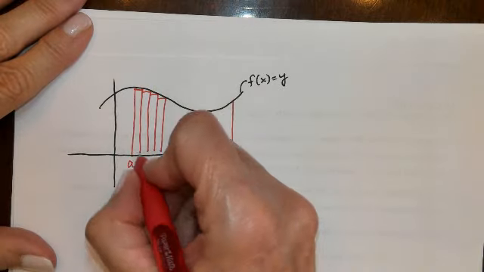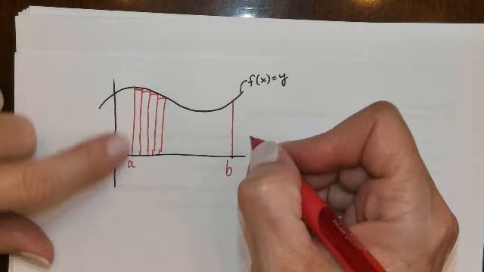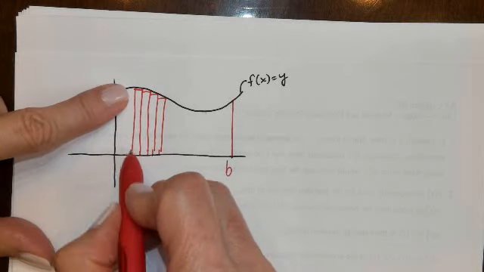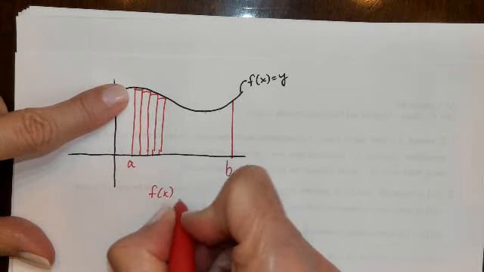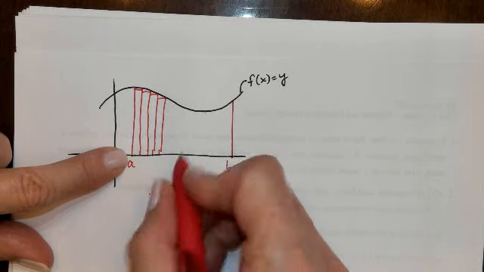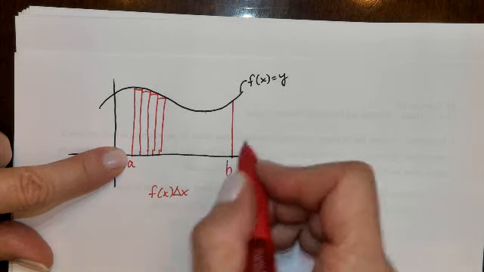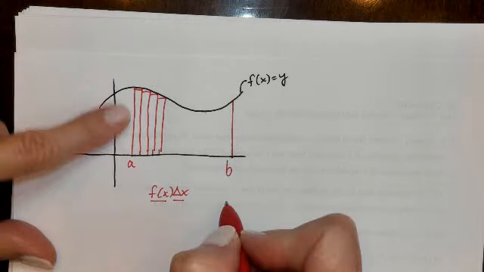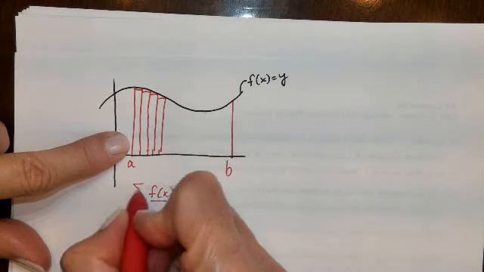And we found that each rectangle had an area of height times the base. Height was f of x in general, and the base was delta x each time. So that was the area of one rectangle. To get the area of everything, we added them all up.